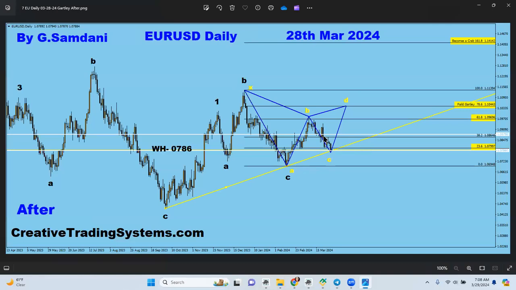It dropped from there to this. Now it is sitting around this 0786, and there's another number to the bottom, below this, 0761. So this is where it is sitting.